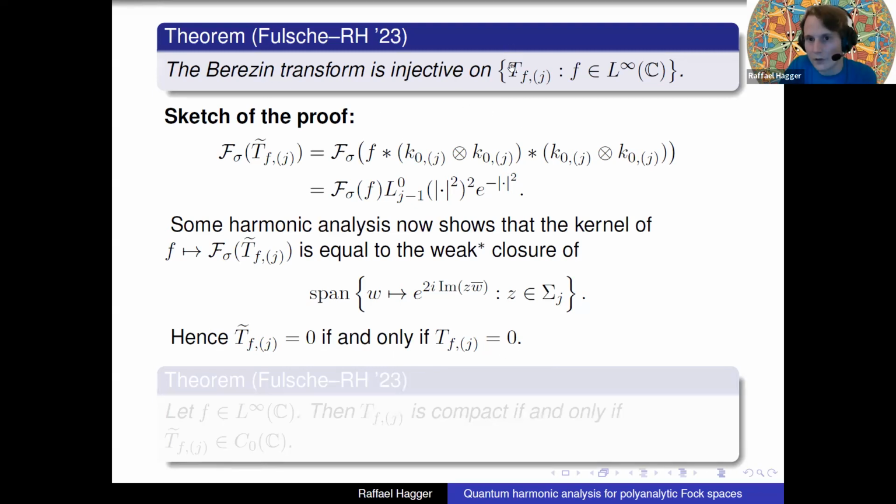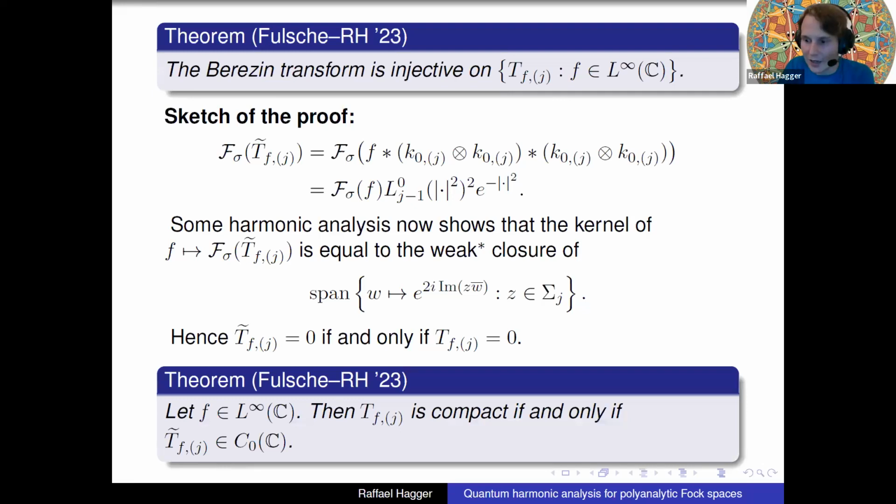So this means that on the image of the Toeplitz quantization, the Bayesian transform is actually injective. And furthermore, and I won't have time to show you the proof, we were then able to also show the compactness characterization, just limited to the Toeplitz operators. So a Toeplitz operator is compact if and only if the Bayesian transform vanishes at infinity. That's the result you would expect. It doesn't hold for all operators, but it still holds for the Toeplitz operators.